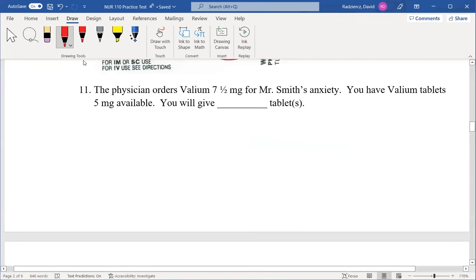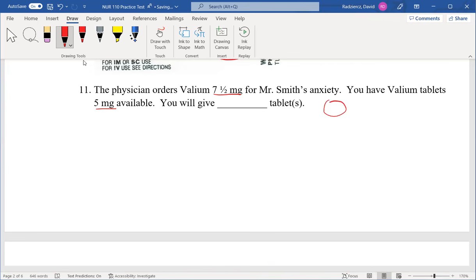Valium, 7.5 milligrams is the order. You have Valium tablets, 5 milligrams available. How many tablets will you give? So first of all, you can assume that a tablet is scored, which means you can cut it in half. The only thing you need to know is, when you write your final answer, are you okay writing half, or do they want you to write 0.5? Okay, so you need to clarify that with your instructor. Just make sure that you're writing how they want you to write it.